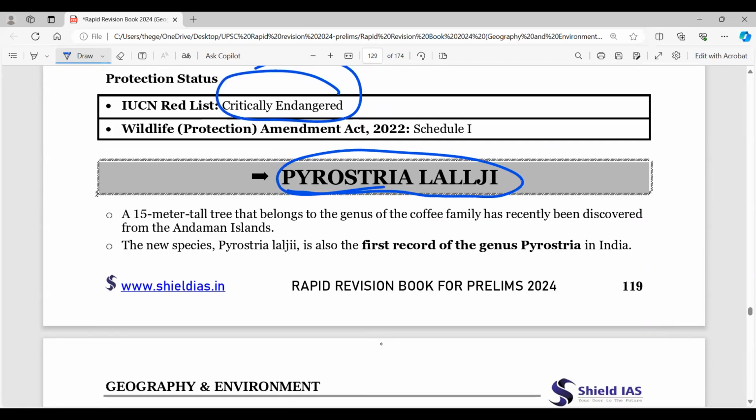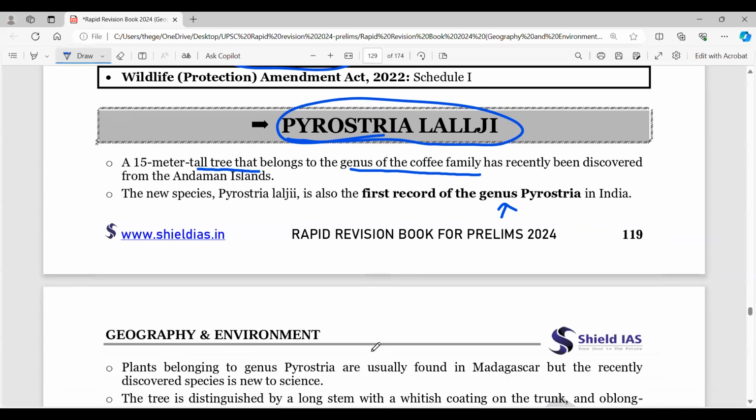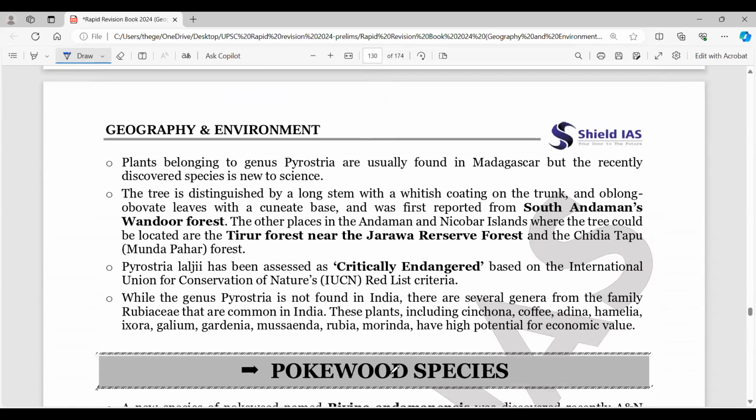Pyrostria lulgi. So this is the first record of genus Pyrostria in India, and it is a 15-meter tall tree that belongs to the genus of the coffee family from the Andaman Islands. So Lulgi family, you can remember, and South Andaman is where the Vandoor forest is, where it is found. So this Tirur forest near Jarwa Reserve Forest. So Jarwa community, and it's critically endangered. So Pyrostria is not found in India, basically coming from Andamans.